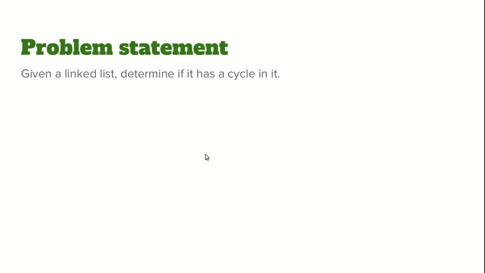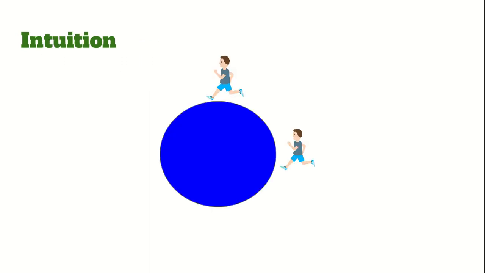So this is the problem statement. If there is a loop, you need to return true, and if there is no loop in the linked list, you need to return false.